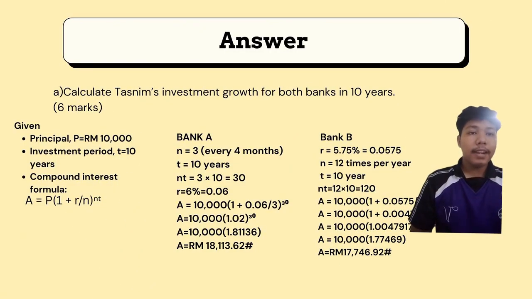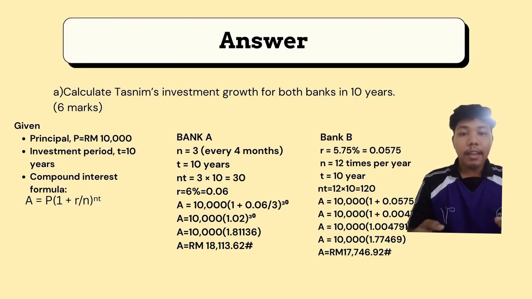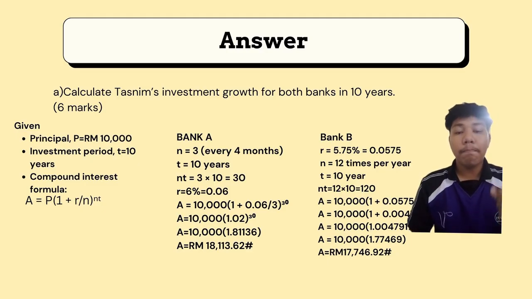The objective of this analysis is to calculate the investment growth for both banks and to determine which option gives the maximum return. To answer question A, we use the compound interest formula: A equals P times (1 plus r over n) to the power of nt, where P represents the principal, r is the annual interest rate, n is the number of compounding periods per year, and t is the investment period in years.